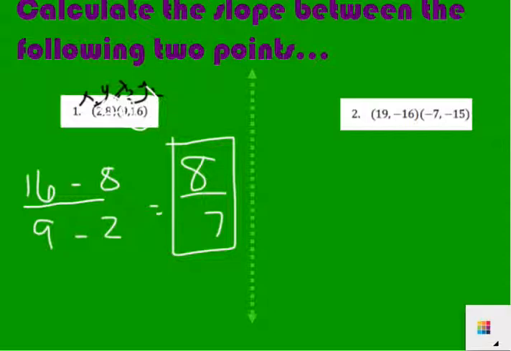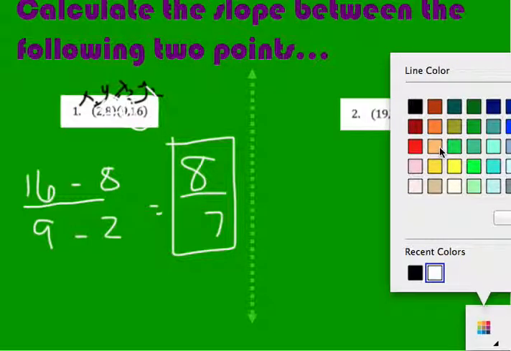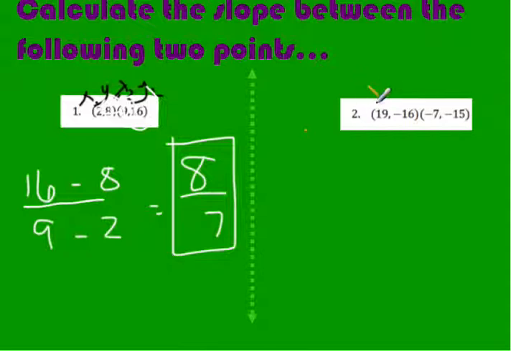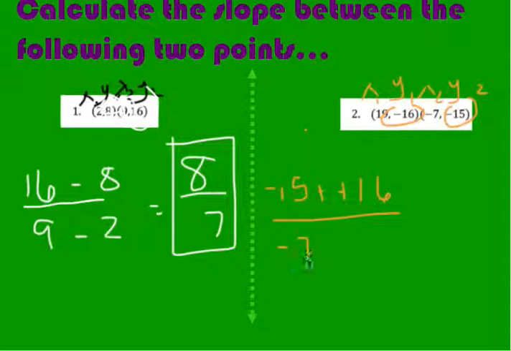Let's take a look at number 2. Again, for number 2, we want to label it out: x1, y1, x2, y2. Then what we want to do is y2, which is negative 15, minus y1. Here we're subtracting off a negative, and whenever you subtract off a negative, that becomes plus a positive. I like to write it as plus plus. Then on the bottom we're going to take negative 7, and then subtract off our x1, which is 19. It really helps if you label it out, because then all you have to do is plug in the numbers.